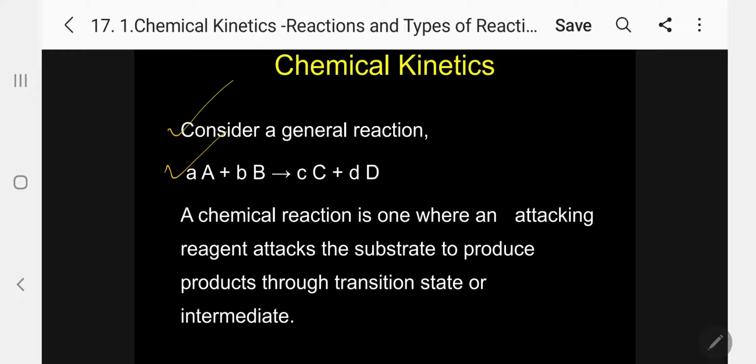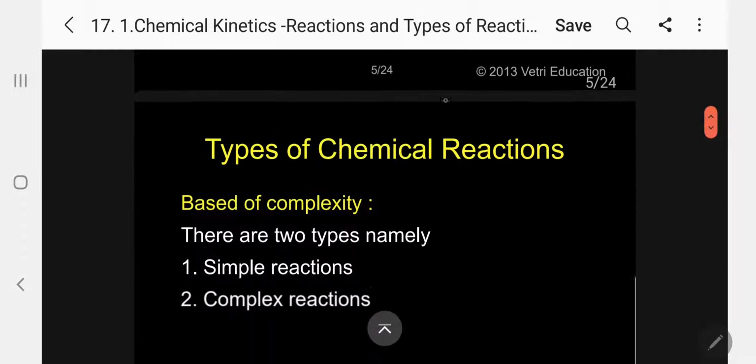Let me define what is a chemical reaction. A chemical reaction is one where an attacking reagent attacks the substrate to produce products through a transition state or intermediate. This I have already discussed under the reaction mechanism in the concepts of organic chemistry.